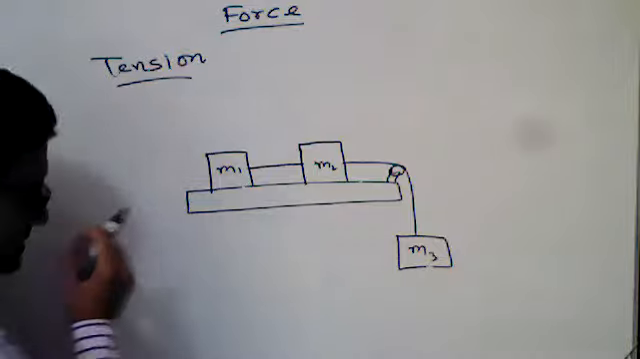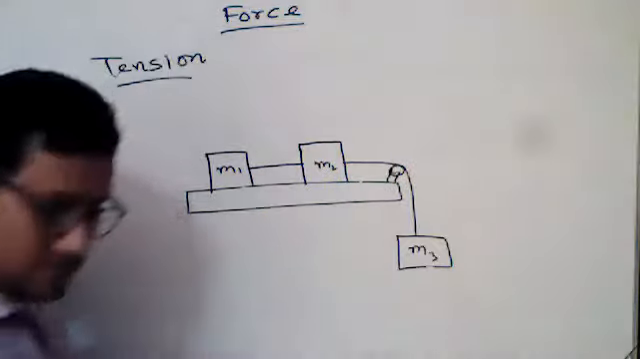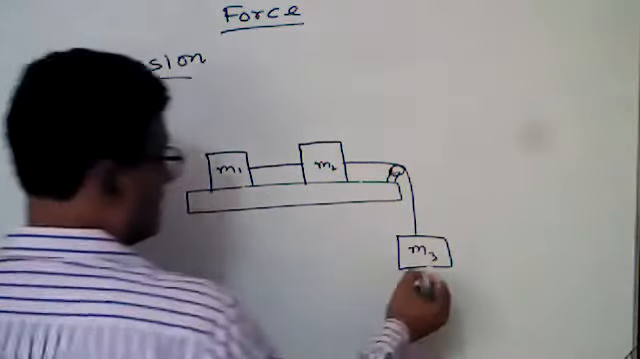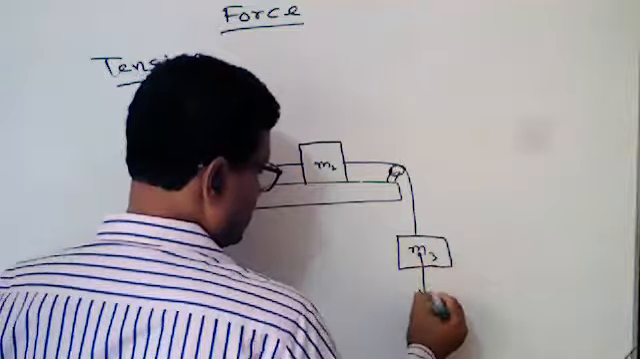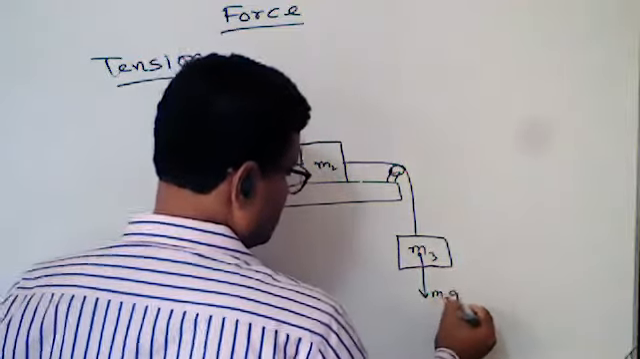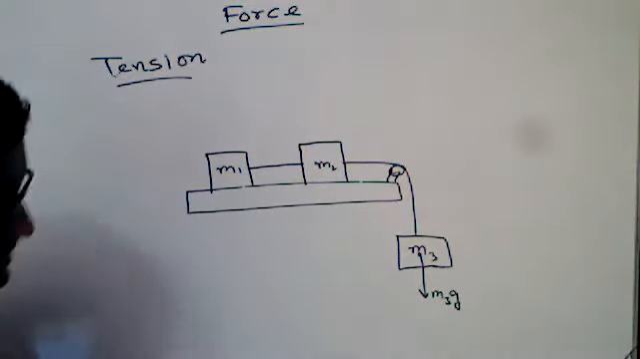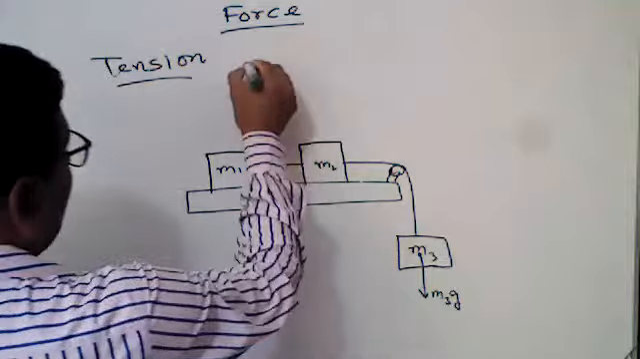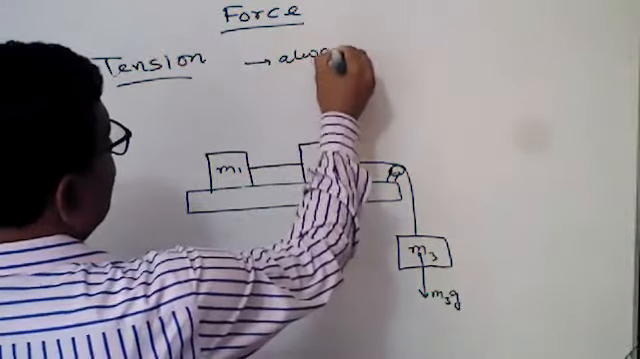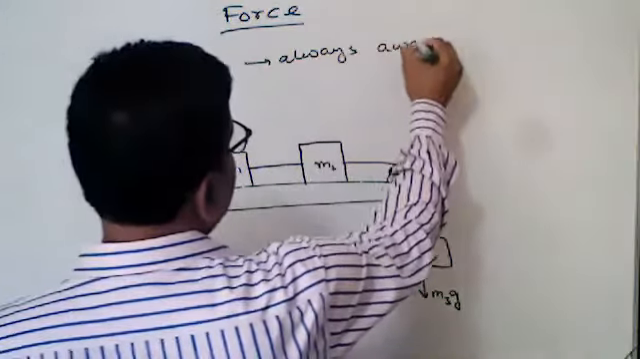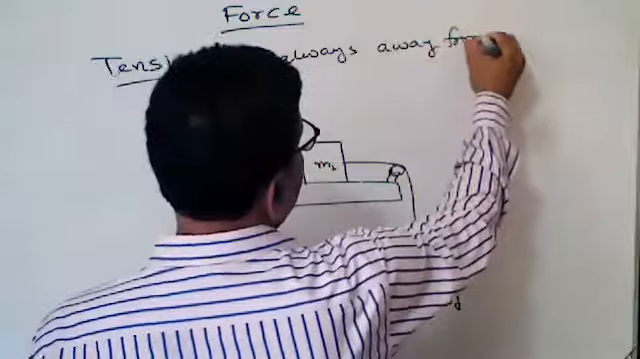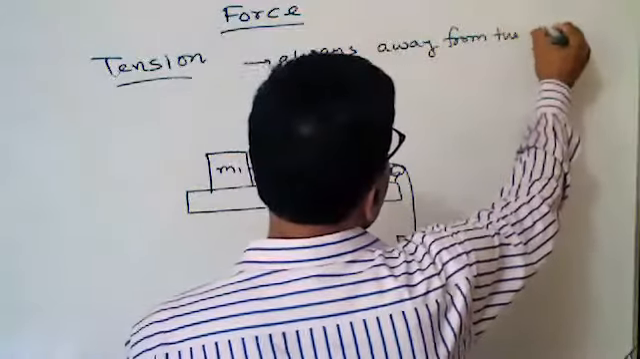You have to remember this. They are connected to each other. You know the weight in this direction, that is the M3G. You have to remember tension is always away from the object.